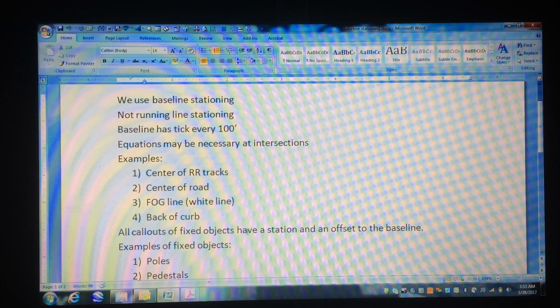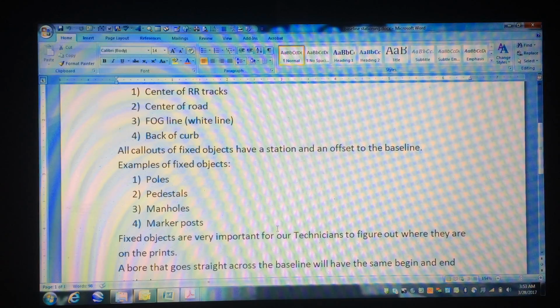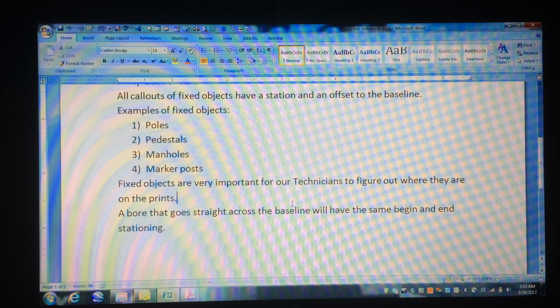All callouts to fixed objects have stations and offsets to the baseline. So if there's a pole, you would put a little circle on the prints, put pole, a station number, and an offset to the baseline. An example of fixed objects are poles, pedestals, manholes, marker posts for other people. Fixed objects are very important to our technicians to figure out where they are on the prints.